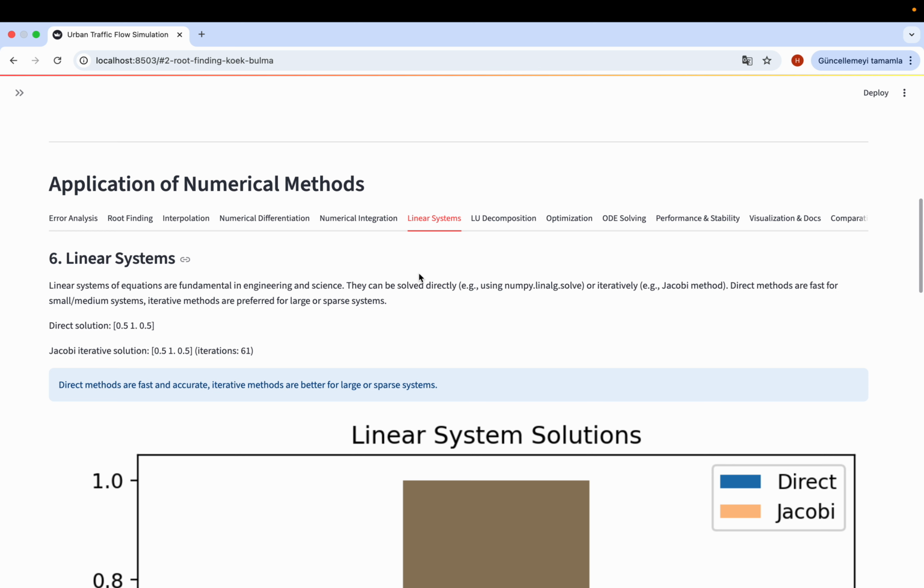If you know flow into A and flow out of B, but not the intermediate flow at C, you can set up equations AX equals B. We solve such systems using NumPy linalg.solve for direct solution, and custom Jacobi iteration for sparse systems. This made the system scalable, especially when modeling larger networks with many unknowns.